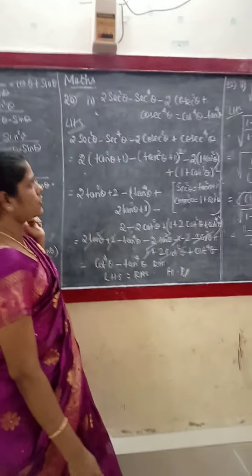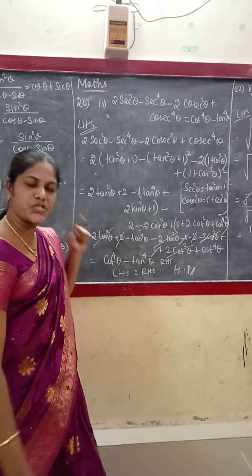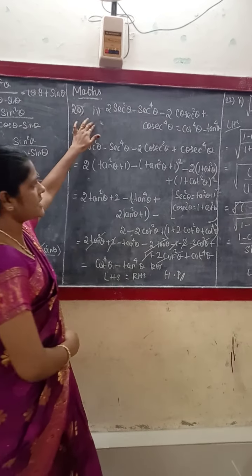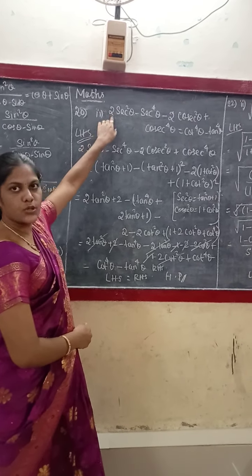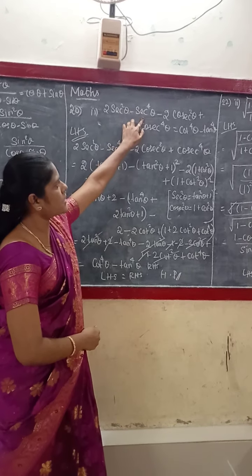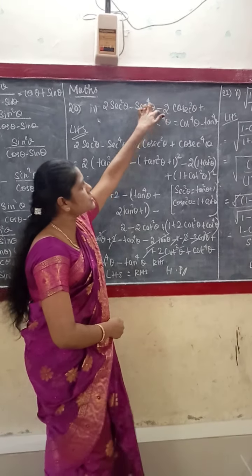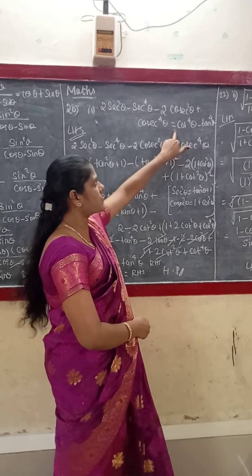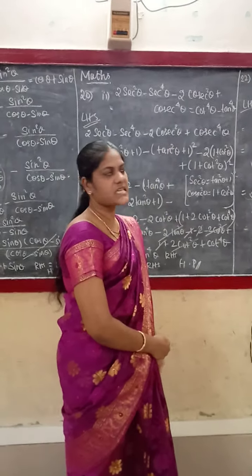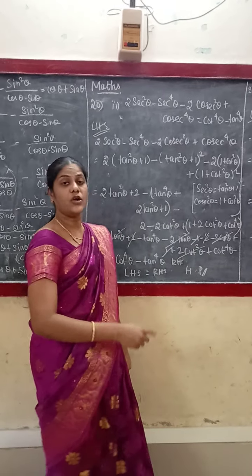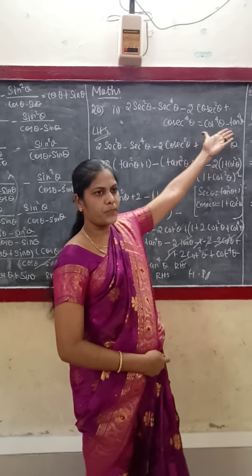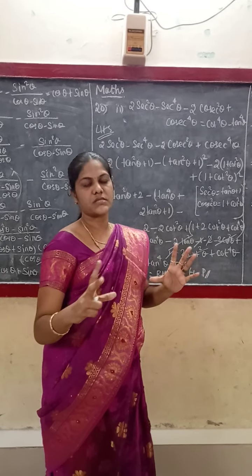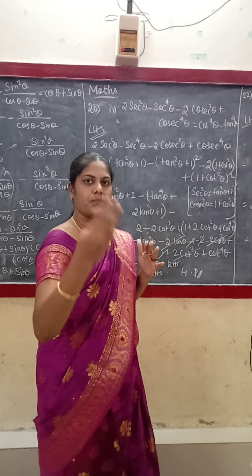Listen, 20th question. The 20th first question is your homework sum. Here I have given the second sum. What is the second sum? Listen. 2 secant square theta minus secant power 4 theta minus 2 cosecant square theta plus cosecant power 4 theta is equal to cot power 4 theta minus tan power 4 theta. So what do we need to prove? Left hand side is equal to right hand side. On the left hand side we have the biggest term, so take the left hand side and prove the right hand side.